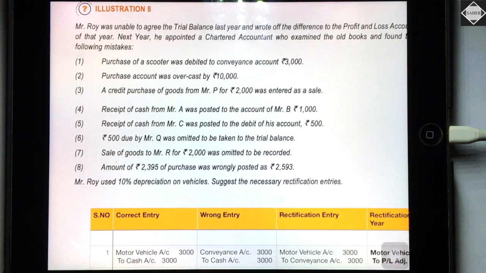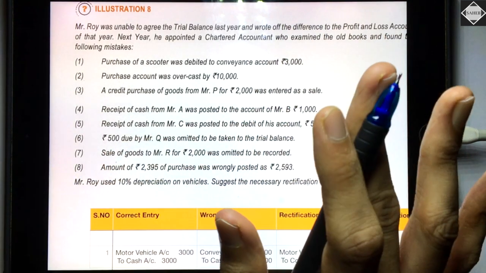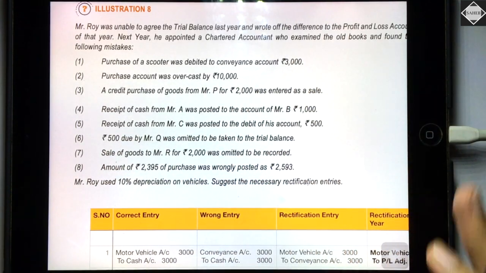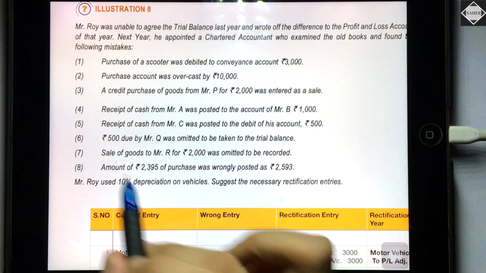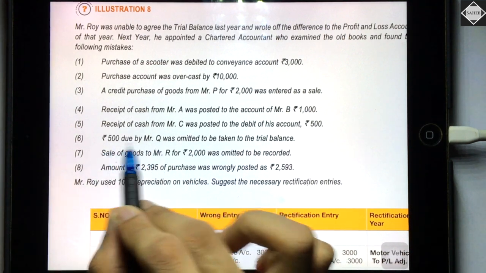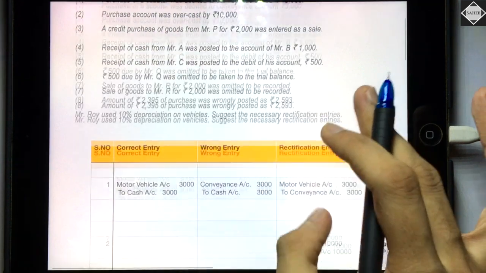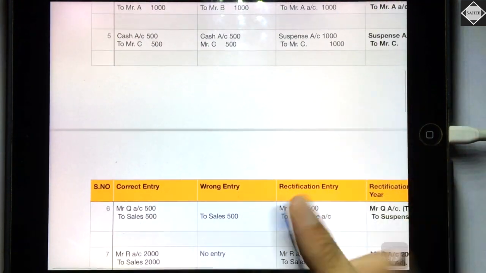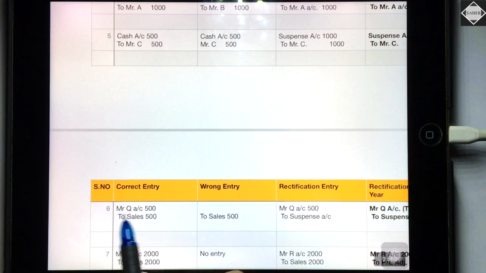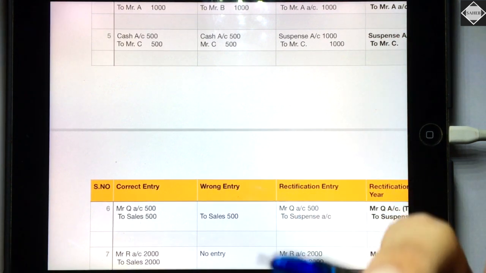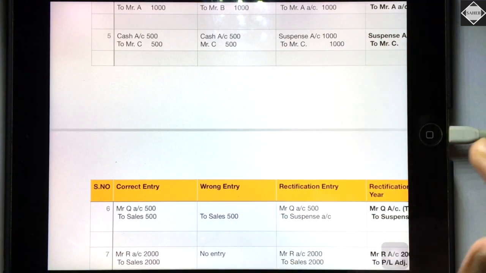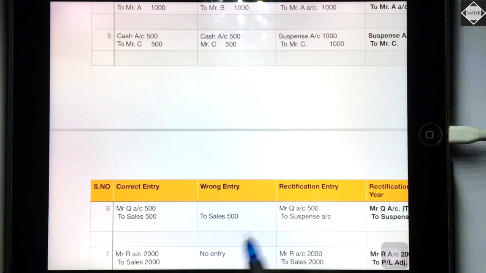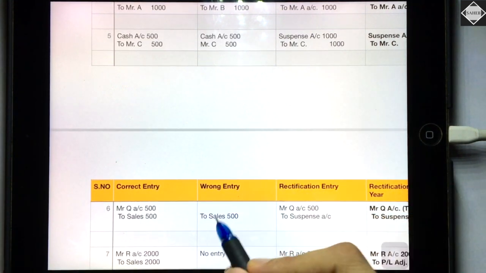Okay, fine. So Mr. Q account is not recorded. That only specific account is not recorded. That thinking you have to have. So what's the correct part? 500 due by Mr. Q. Yeah, this is the correct part. Let's just say we had made sales to him, right? So see the correct entry: Mr. Q account to sales. This is the correct entry. Wrong entry. What happened in the wrong entry? What is the effect? In the trial balance, Mr. Q 500 was not taken at all. That means the effect is that sales was recorded, but Mr. Q was not recorded. Mr. Q was not debited. It's partially omitted.